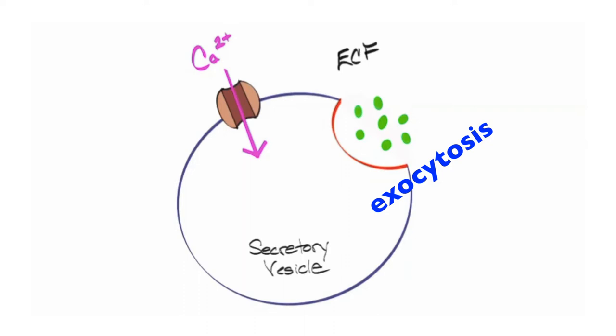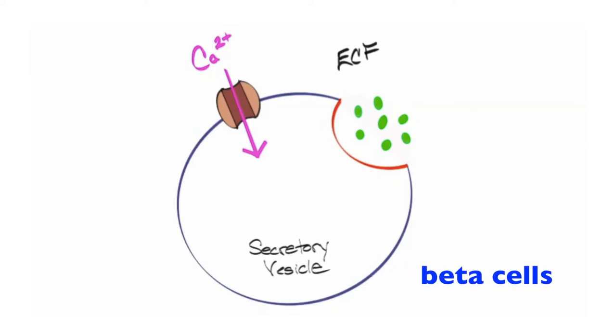This is exactly how neurotransmitters are released from neurons, which are nerve cells. It's also how insulin is released from pancreatic beta cells. Beta cells are specialized cells within the pancreas located in a region known as the islets of Langerhans, and these beta cells store and release insulin. Insulin is a hormone that regulates blood glucose levels.